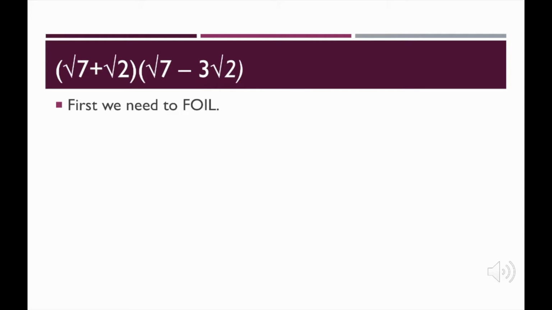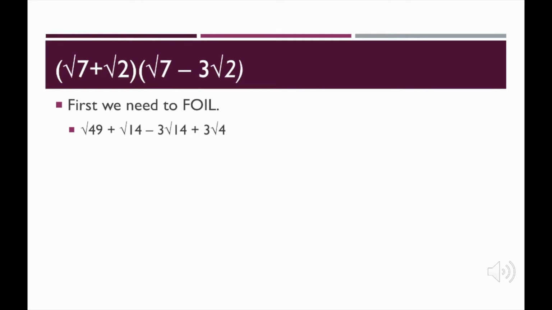In our next problem, we have the square root of 7 plus the square root of 2 times the square root of 7 minus 3 times the square root of 2. This problem seems really overwhelming at first, but we just use the same process. We distribute everything in the first set of parentheses to everything in the second set of parentheses. You referred to this as FOIL in other lessons. The square root of 7 times the square root of 7 is the square root of 49. The square root of 2 times the square root of 7 is the square root of 14. And then 3 times the square root of 2 times the square root of 7 is 3 times the square root of 14. And finally, 3 times the square root of 2 times the square root of 2 is 3 times the square root of 4. That's a lot going on.